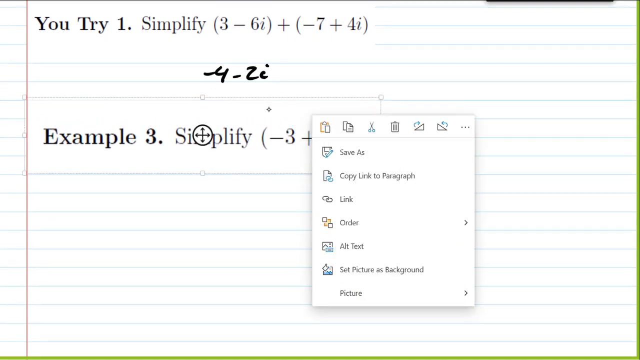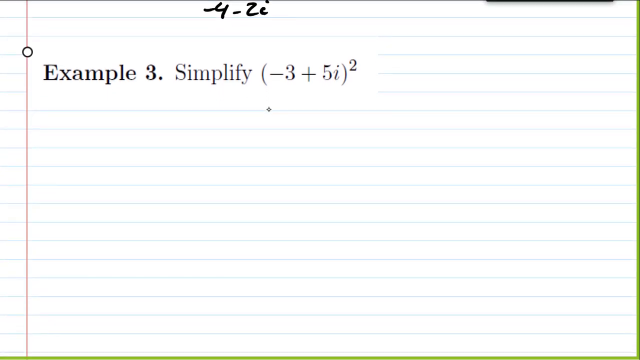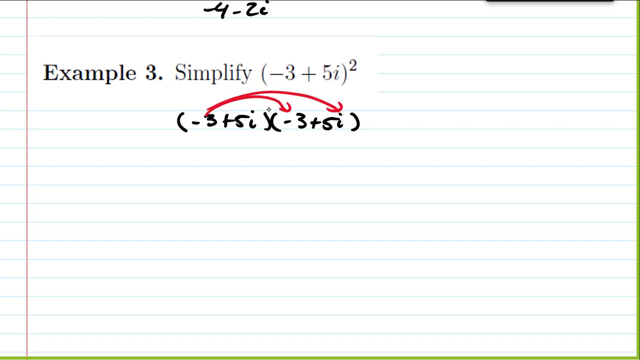So if we take a look at example 3, it wants us to calculate negative 3 plus 5i quantity squared. So when we square something, that means that we need to multiply it by itself. So we're going to FOIL this thing out. We're going to distribute our negative 3 into our parentheses. So negative 3 times negative 3 is positive 9. Negative 3 times positive 5i is negative 15i.